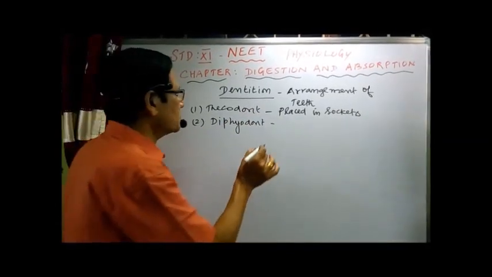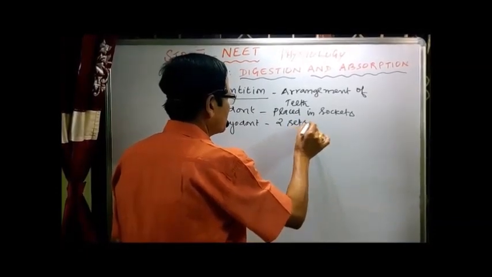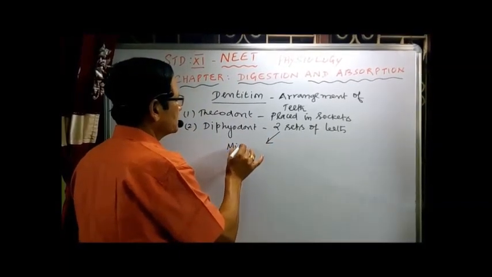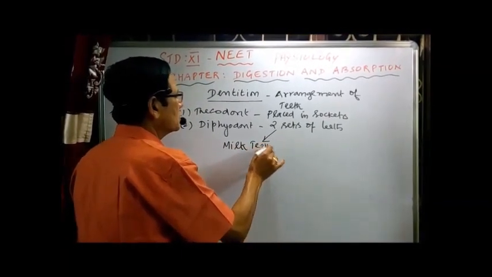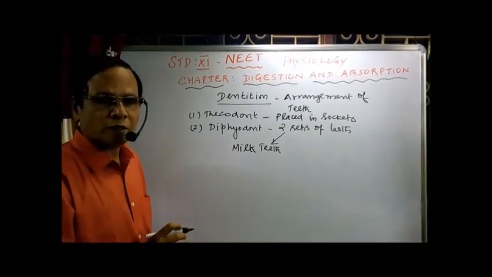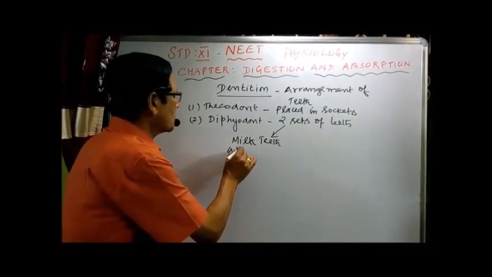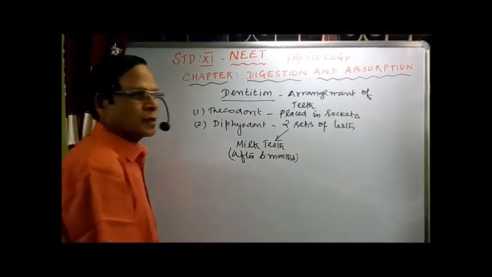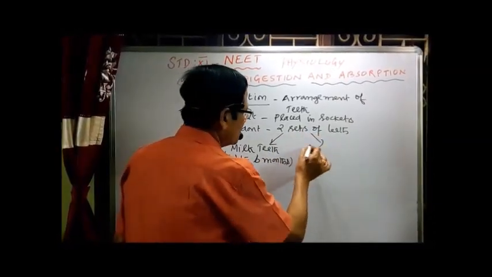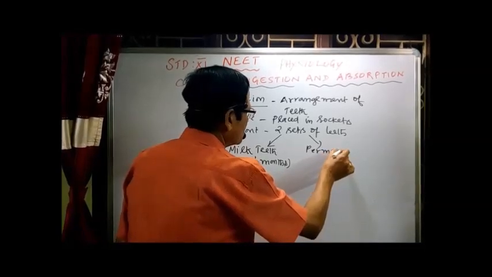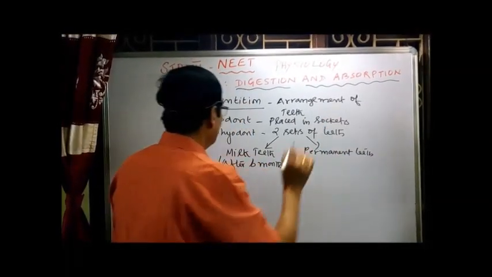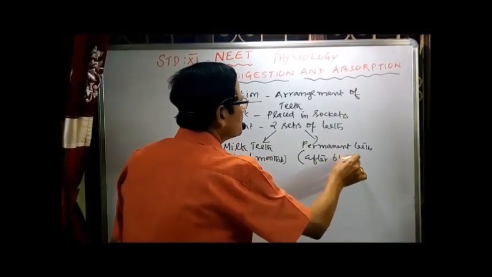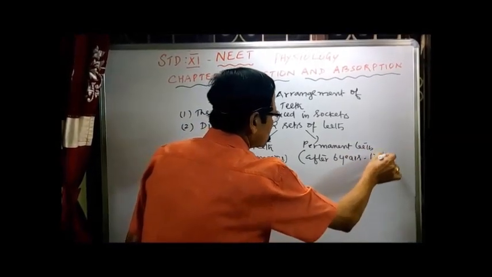Diphyodont means we have two sets of teeth during development. One is what is called the milk teeth, which erupt normally after 6 months of age. Another set of teeth, we can say, is the permanent teeth, which erupt after 6 years, so we can say up to 12 years.